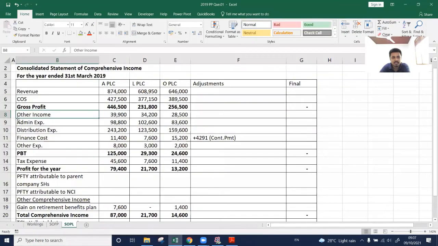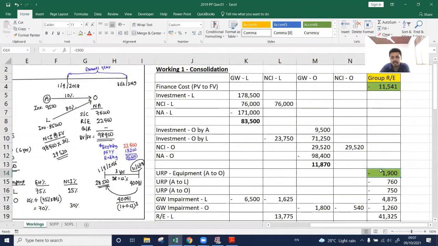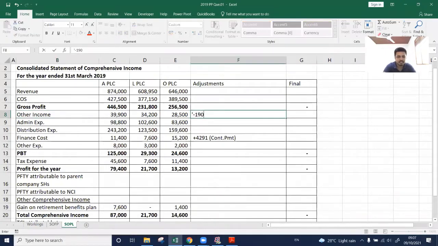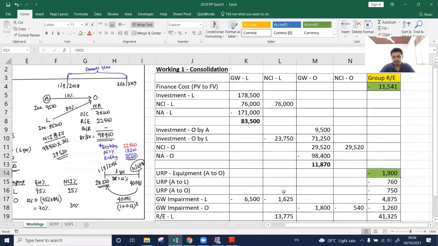It is being recorded under other income. So within other income there is an unrealized profit of 1,900, and we need to exclude that. The profit on selling an asset goes to other income, which is why we deducted it from other income. Unrealized profit. Right. Then we have this.